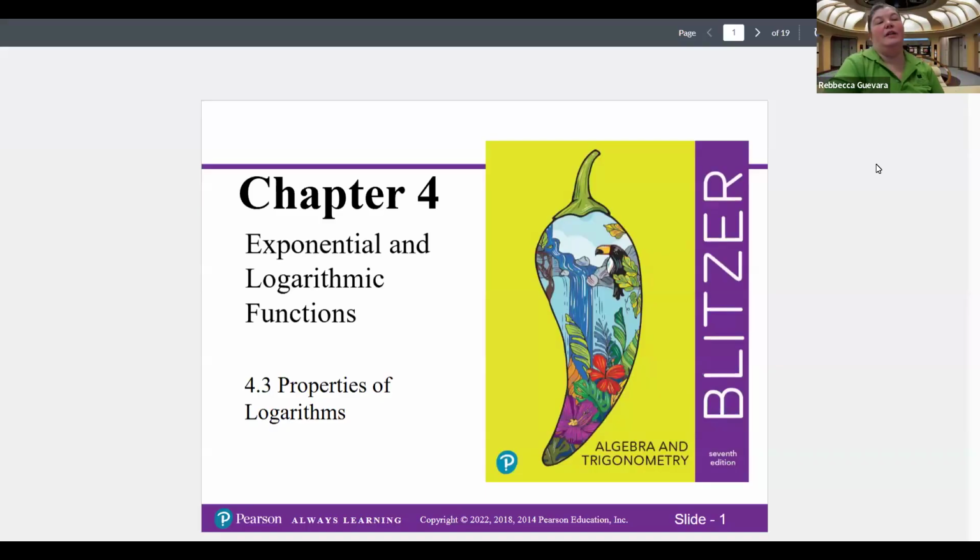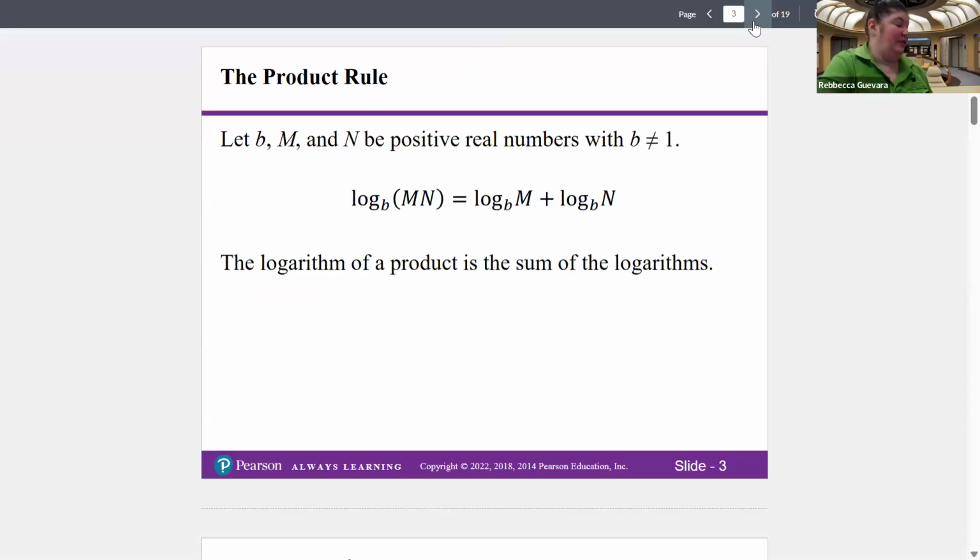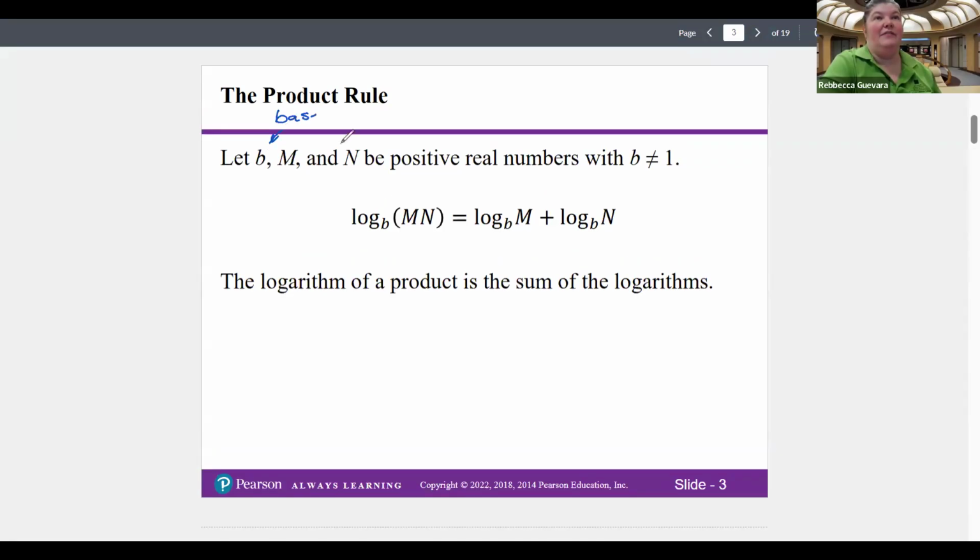All right, so continuing with our logarithmic functions, we're going to talk about properties of logarithms. As you see, we got quite a few properties. First, we're going to start with the product rule. We're going to let b still be the base, and m and n are going to be positive numbers, and b still can't be 1 because it's the base.